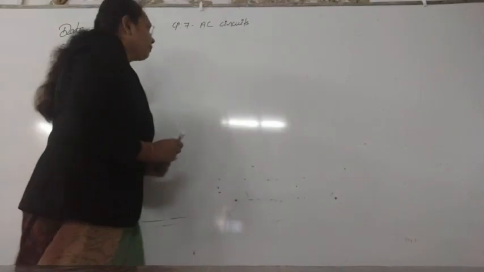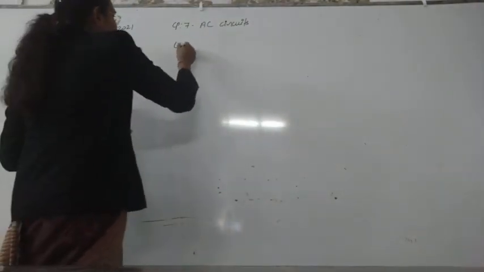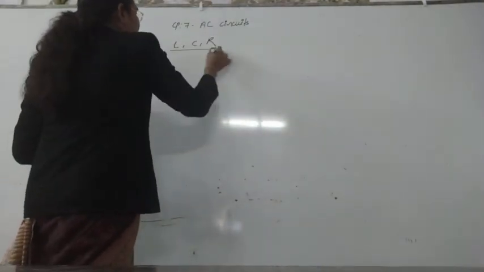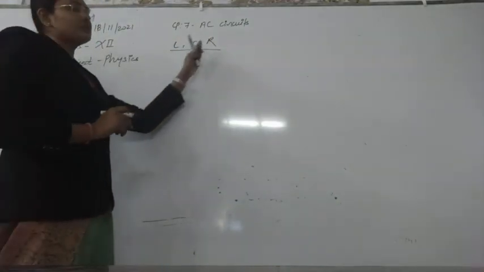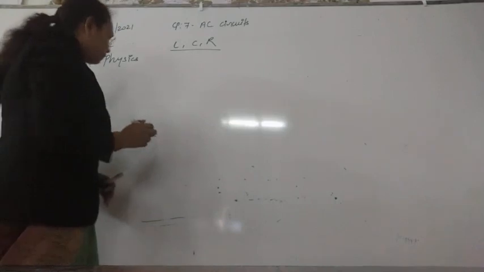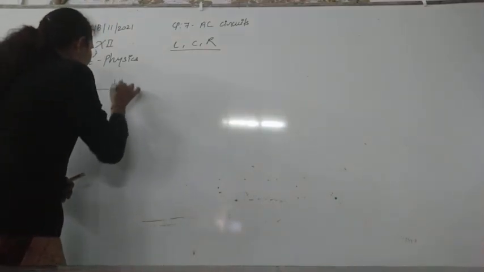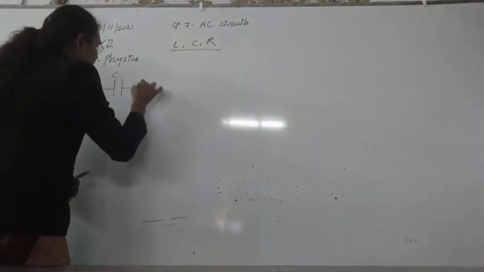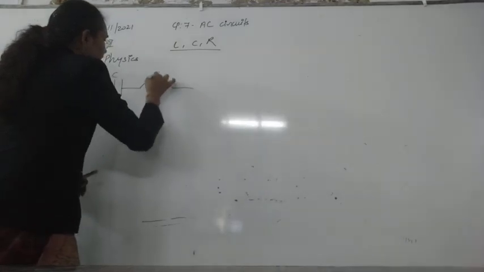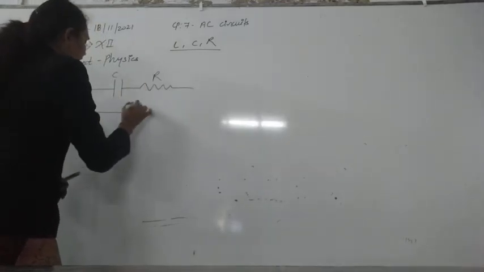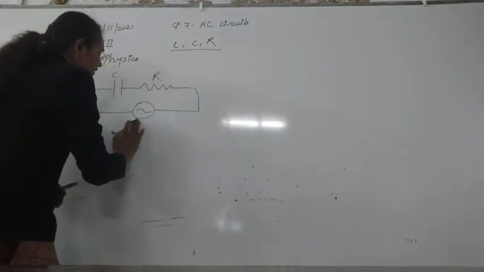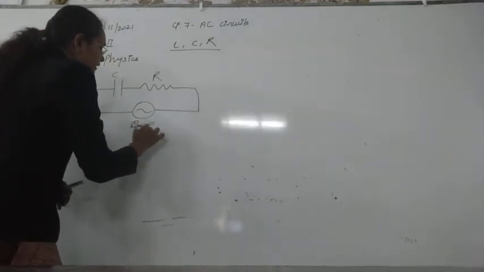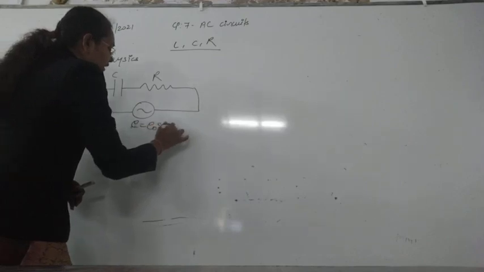So the first one, in combination of these three components, that is L, C and R, like L and R was combined, we can combine capacitance and resistance together. So whenever a capacitor that has value C is combined in series with a resistor of resistance R, and that is all again combined in series with an AC source, and this AC source has supply voltage E is equal to E0 sin omega t.